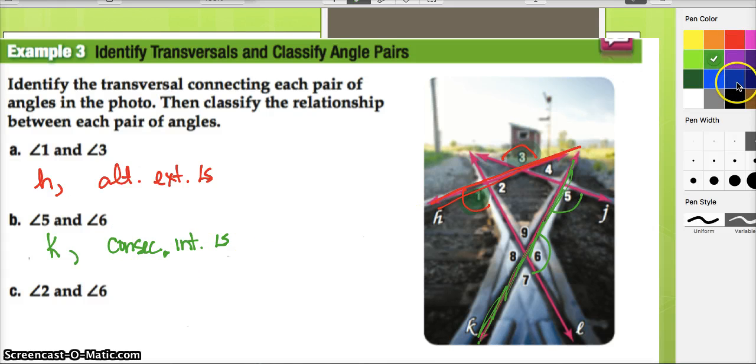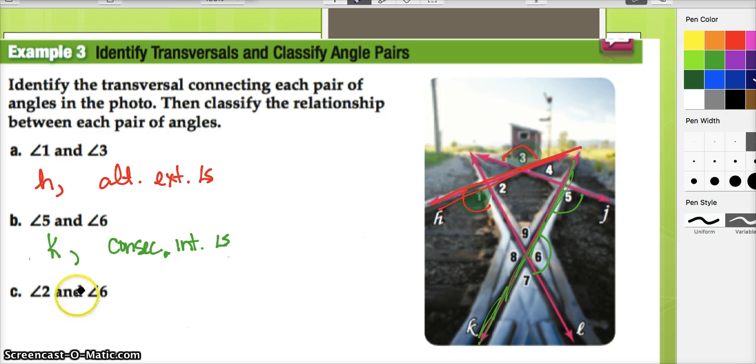And finally, let's take a look at this one where we're looking at angle 2 and angle 6. Angle 2 and angle 6, you see them in blue here. Both of them need this line to create those angles, and therefore the transversal is line L. And the relationship here is that these two angles are in similar placement, given the transversal cutting these two lines. These two angles are called corresponding angles. And that really is it.